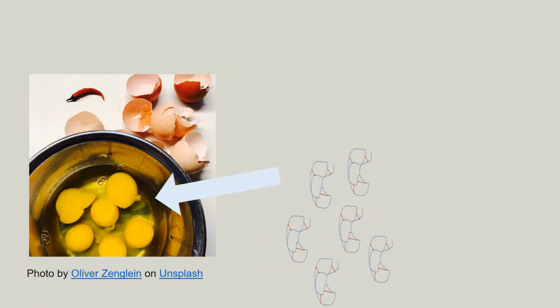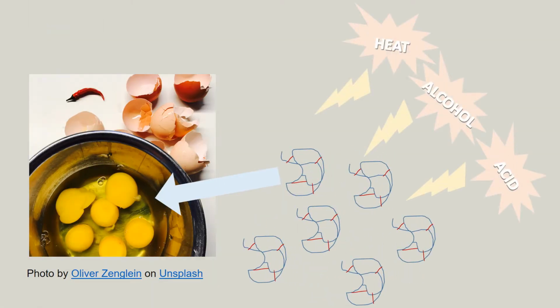Protein is stable in a specific environment. However, if their condition has changed, then the bonds will break, causing the structure to change. Think of this like a spider web that is destroyed by a stick. Proteins are easily denatured by heat, alcohol, and acid.